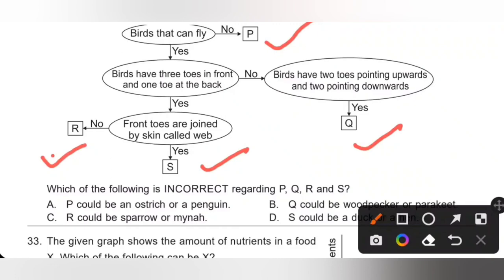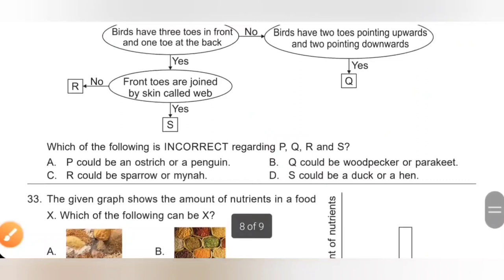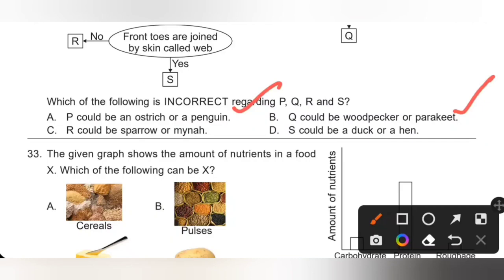Which of the following is incorrect regarding P, Q, R and S? So we need to select the incorrect statement. P could be ostrich or a penguin. It is the correct statement because P is a flightless bird. Q could be woodpecker or parakeet. It is also a correct statement. C, R could be sparrow or myna. It is also a correct statement. S could be duck or a hen. S could be duck but not a hen. So option D is the incorrect option regarding P, Q, R and S. So option D is the correct answer.